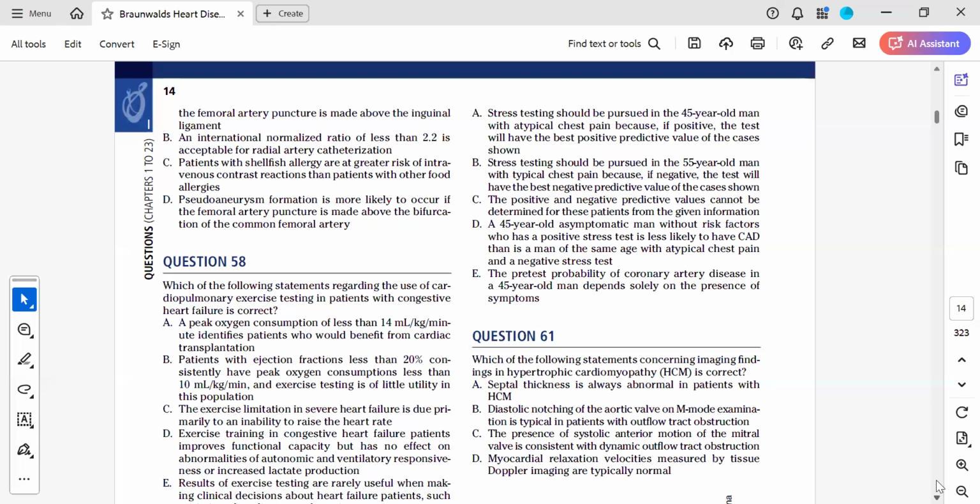Then other complications include infection at the site. Some patients might react to the contrast that is being used. It is said that patients with a history of shellfish allergy are not usually at a higher risk of contrast media reactions than patients with other food allergies. Less common risks include damage to the vessels or dissection. Some patients might develop arrhythmia, while there can also be perforation of the vessel.